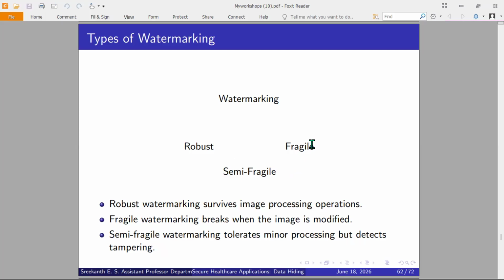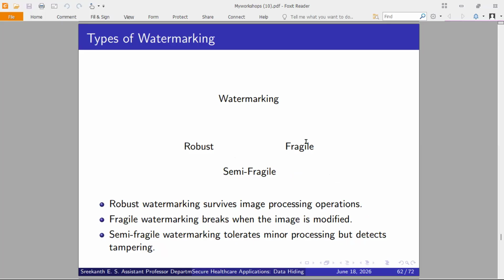Fragile watermark means what? A fragile watermark breaks when the image is modified. It is for checking whether there is any modification to the image while transferring the data from the sender to the receiver. If there is a single bit change, the fragile watermark should be modified. I can tell that with a simple example.